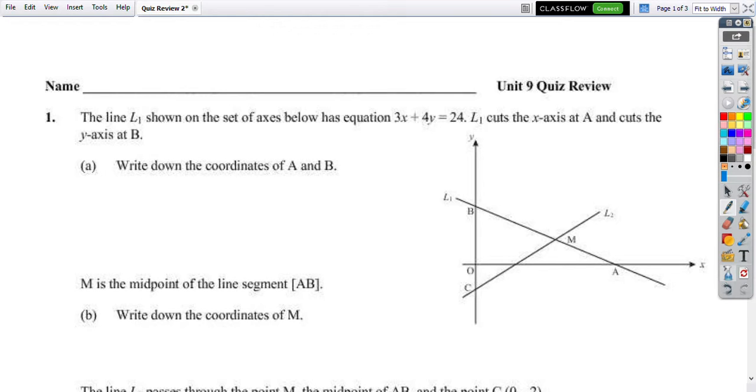All right, so we're going to go through the review sheet here. We're going to do the first page, and we'll see how long it takes us, and I'll try to cut it up for you. So, all right, we're going to take a look and try to figure out the coordinates of points A and B here.